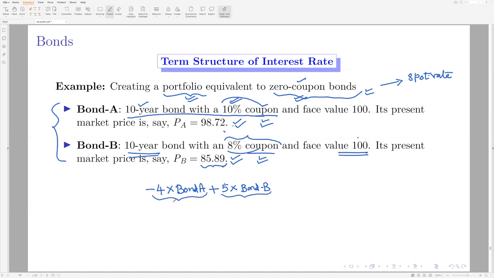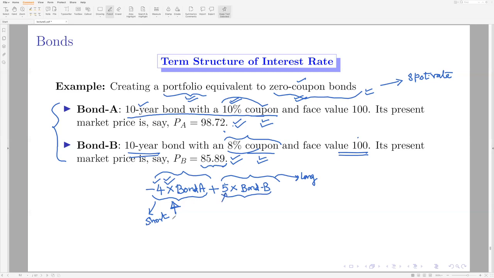Here this looks a bit odd. What is meant by selling? What if I don't have bond A? That is, I have never purchased bond A in the past. How can I go and sell it? It is possible. It is called shorting. So you are taking a short position in bond A, quantity is 4, and this is called a long position. These are technical words people use. You are taking a long position, quantity is 5.